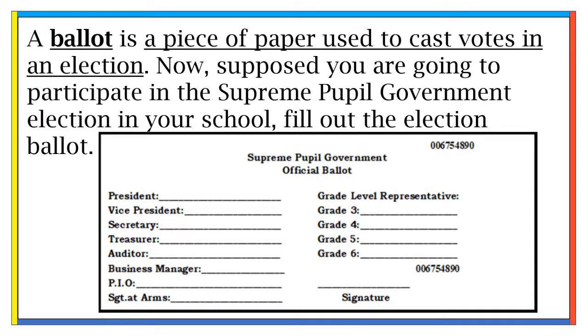So you can see that the sample ballot has a barcode, 006754890, and the following must be filled out. Who is your president, vice president, secretary, etc.? So you will be able to choose which position you want to vote for.